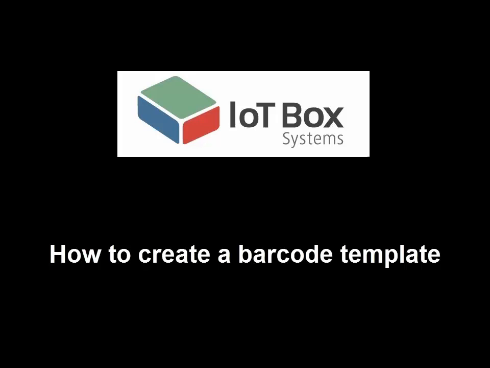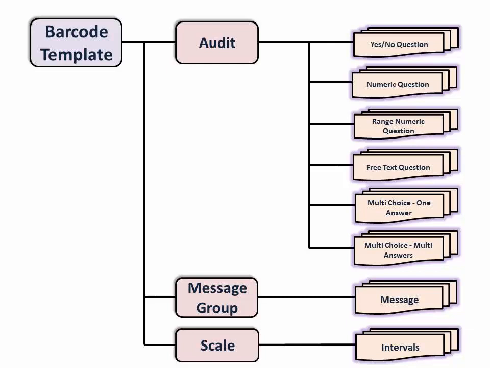How to create a barcode template. A barcode is built from a few parameters. These include an audit, a message group, and a scale. Before creating a barcode template, we must first build audits, create message groups, and add different scales.